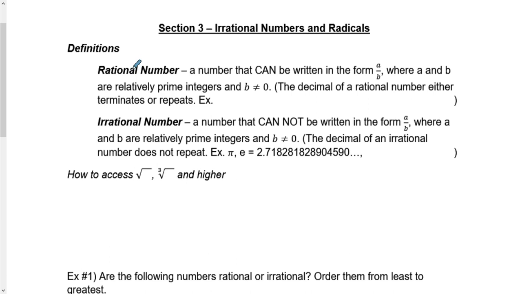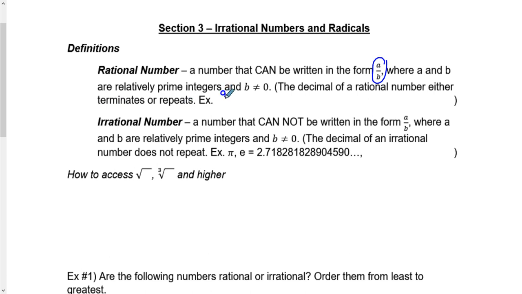We'll talk about one definition that we had done last year in grade 9, and then extend it on to our grade 10 definition. So our rational numbers are numbers that can be written in the form a over b, where a and b are relatively prime integers and b cannot equal 0. In other words, a rational number is any number that can be written as a fraction. Now, the other form of that is basically that the decimal of a rational number either terminates or repeats.